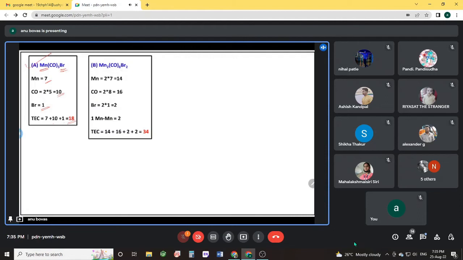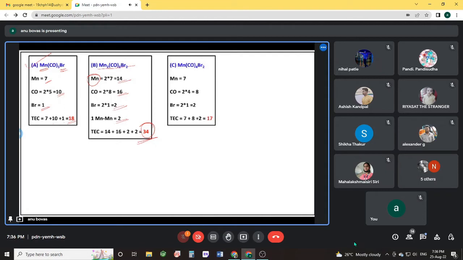The next example is Mn2CO8Br2. Since 2 manganese atoms are present, 2 into 7 is equal to 14 electrons it will donate. And the second one is carbonyl. 8 carbonyls are present, therefore 16 electrons it will donate, and bromine will donate 2 electrons. And since one Mn-Mn bond is present, as we have seen earlier, 2 electrons it will donate, and therefore the total electron count will be 34, which indicates that option B does not follow the 18 electron rule.